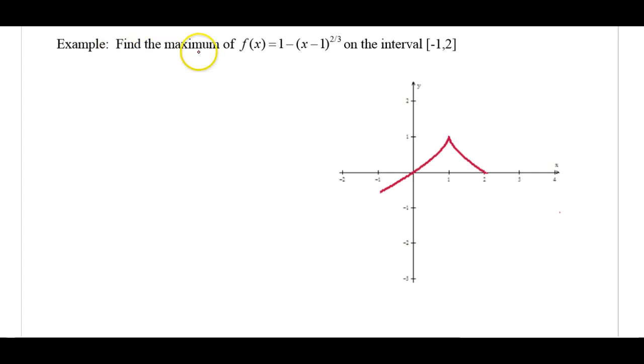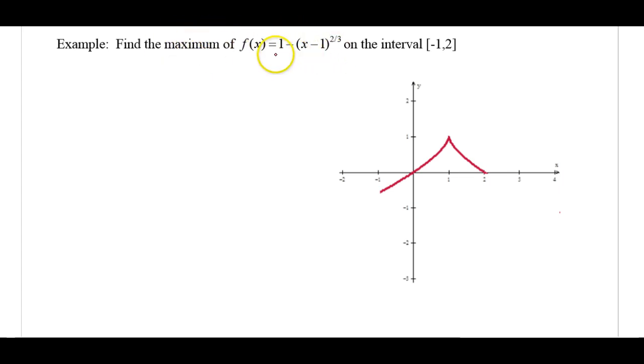Alright, in the next example, find the maximum of f of x equals 1 minus the quantity x minus 1 to the 2/3 on the closed interval from -1 to 2. This problem is just asking us to find the maximum, and although they didn't say absolute maximum, it is implied.